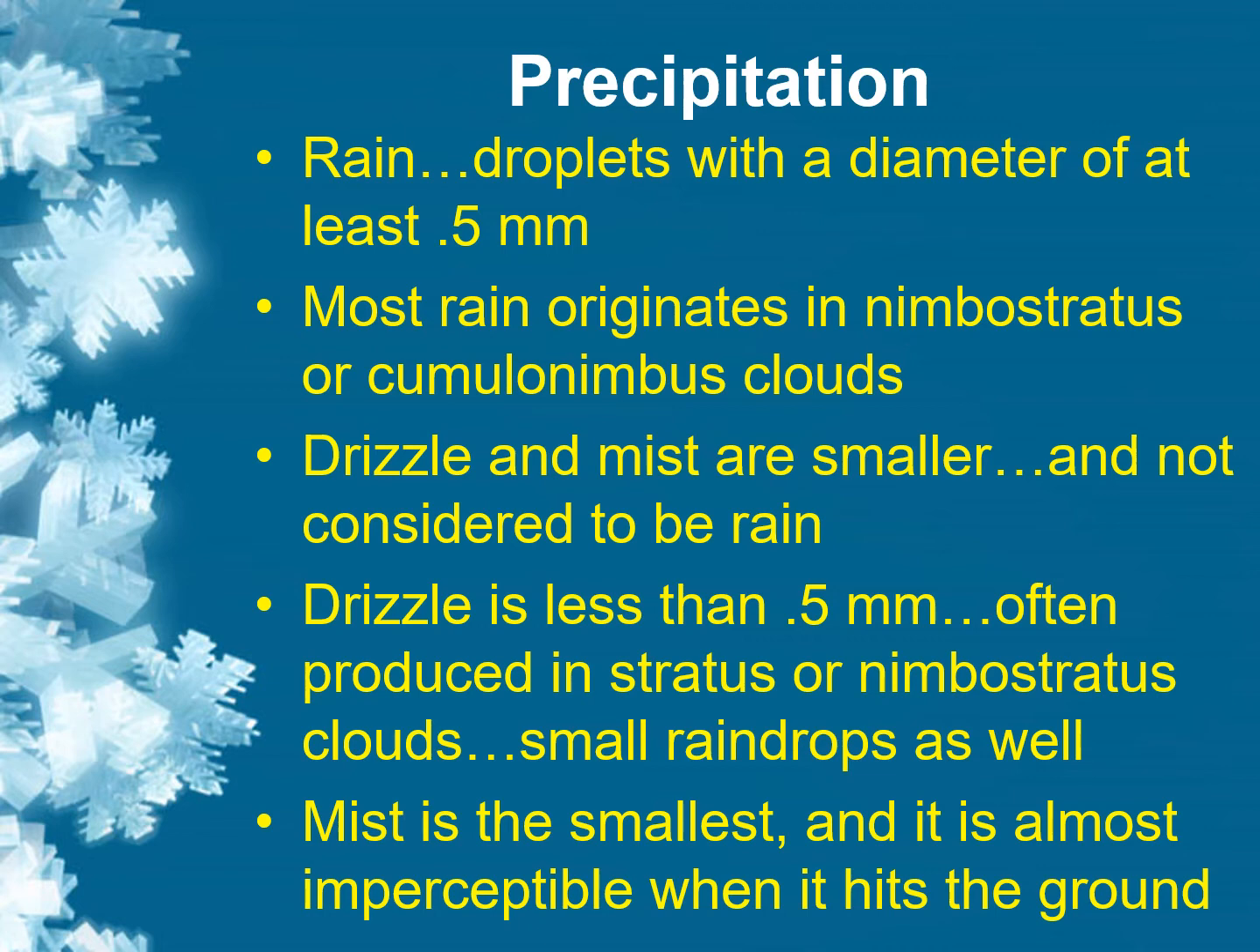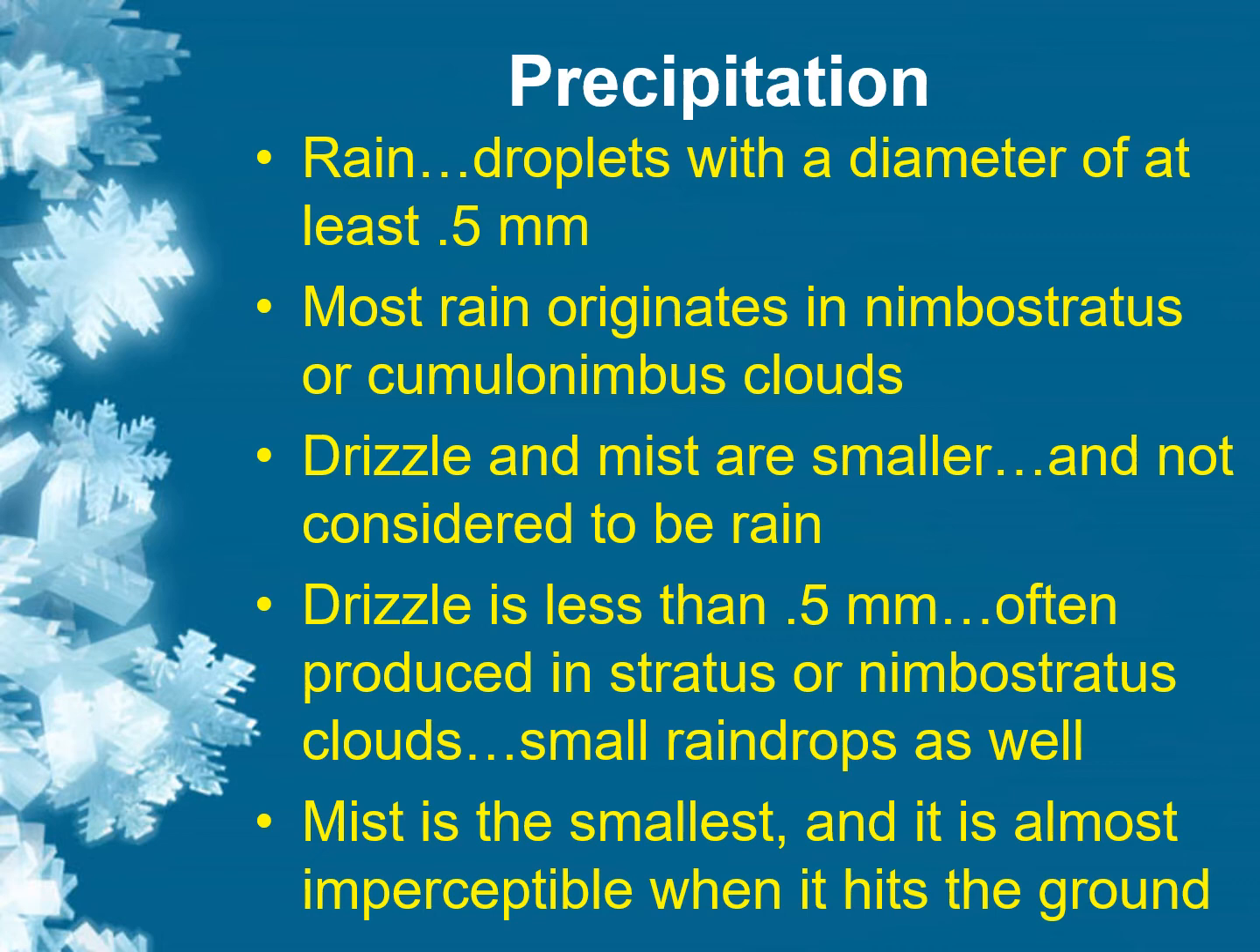So precipitation. It's called rain if the droplets have a diameter of at least half a millimeter. Most rain is going to come either from nimbostratus or cumulonimbus clouds. Remember, if you have nimbo or nimbus attached to the cloud name, it tells you that you're going to have rain. Drizzle and mist are smaller and are not really considered to be rain.